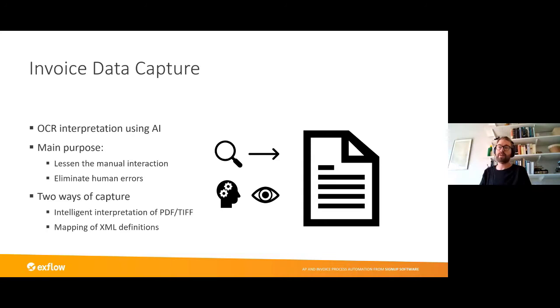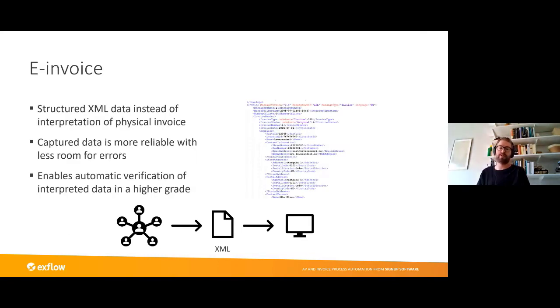First and foremost, we can use intelligent interpretation of PDF or TIFF files or other image files. And the second one is that we can use mapping of XML definitions. Basically, we can send XML files into the software and let the tool use that to interpret the data. When it comes to XML files, I just very briefly want to tell you that there is a way of receiving e-invoices into the system. Basically, that means we need structured XML data instead of the physical invoice, such as a PDF. This makes the data more reliable when it comes to capturing. It gives less room for errors, and it also enables automatic verification on the interpreted data to a much higher grade.